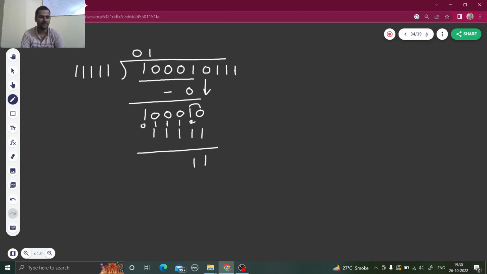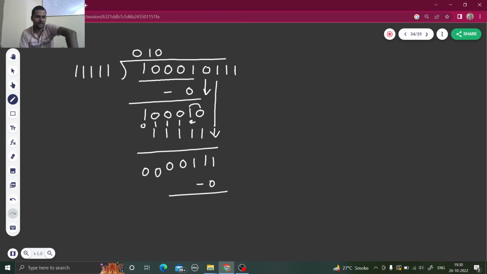This is now 1 minus 1 0. 1 minus 1 0. 1 minus 1 0. Okay. And this became 0 anyway. So I am now left with 1 1. I can take this 1 down. I will compare. This is way smaller than 5 times 1. So 0.